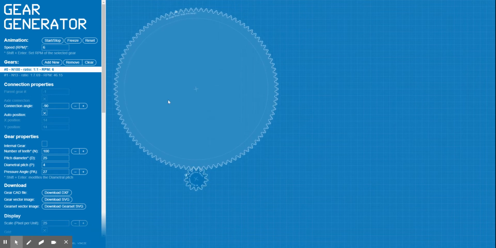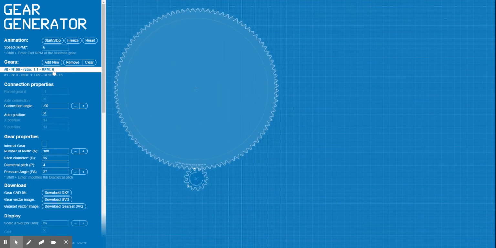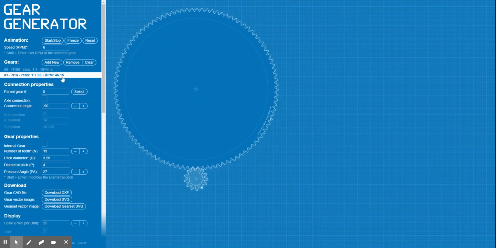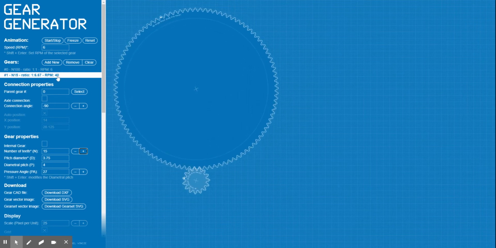So maybe we start with 100 teeth on gear 1, so we can see that right there, and an RPM of gear 6, because we haven't changed the speed of the motor. And then we have our 13 tooth gear here, and we see that we get an RPM of 46.15. Now maybe next time, instead of having 13 teeth, we have 15 teeth. And we can see that by changing the number of teeth on gear 2, our RPM went down. So as we got more teeth, so this gear got bigger, our RPM got a little bit smaller, okay?